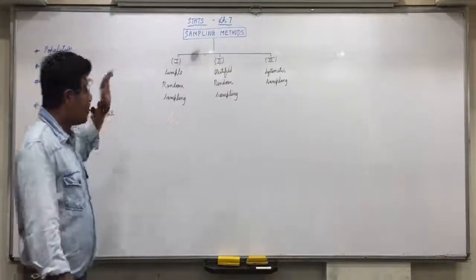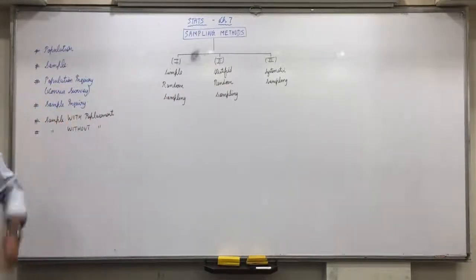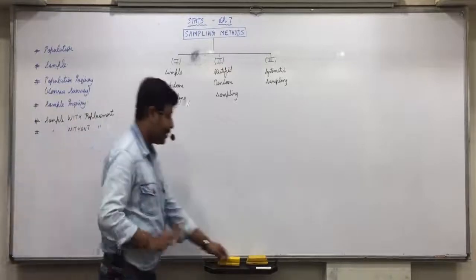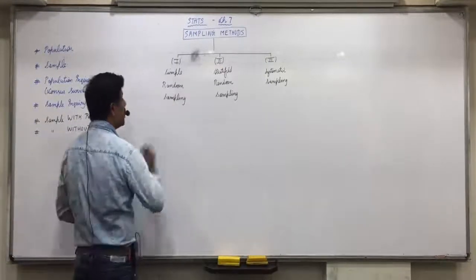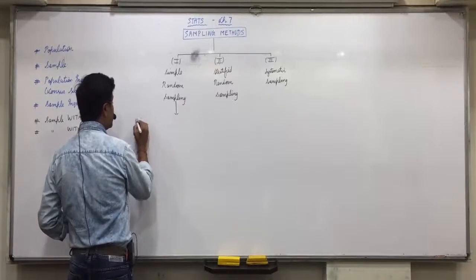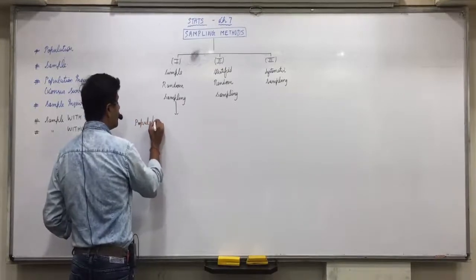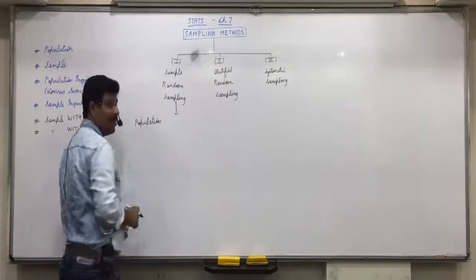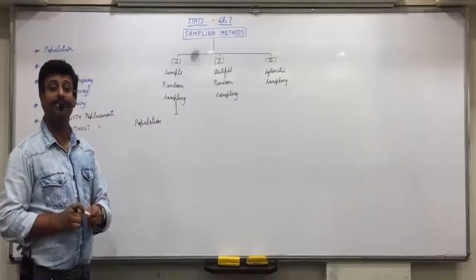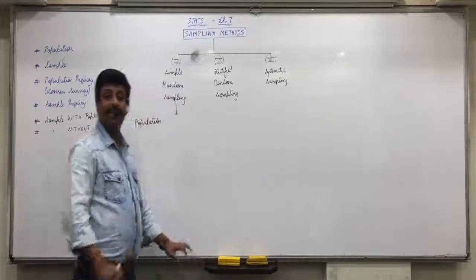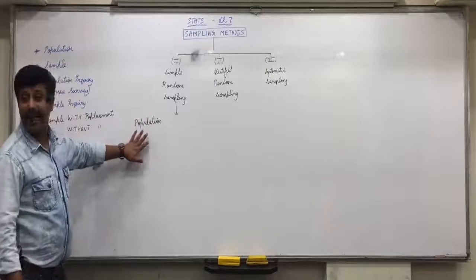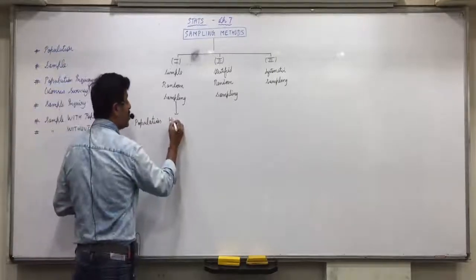Okay? Now simple random sampling means it can be done when the population is homogeneous.